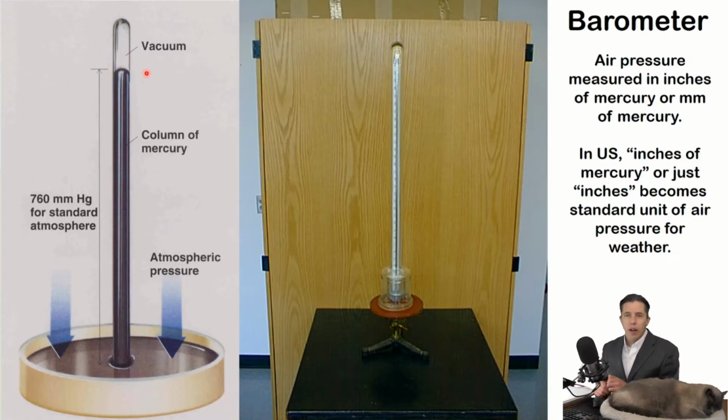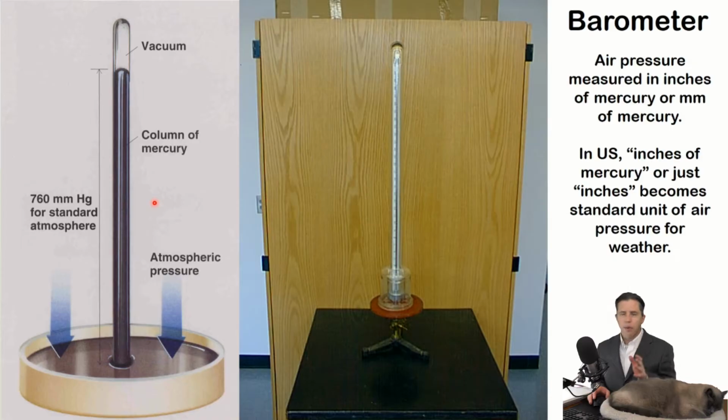Now, over time, people dropped the words "of mercury," so it became millimeters or it became inches. So an air pressure reading might say 30.06 inches. And you just have to know that's what they're talking about. They're talking about inches of mercury in this barometer.